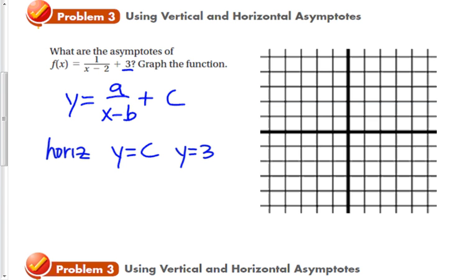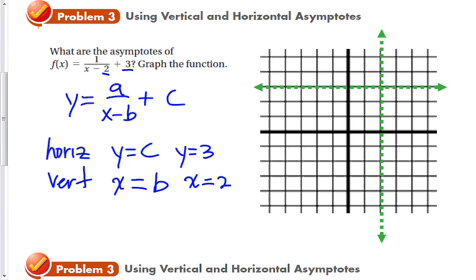So let's go ahead and put that line on y equals 3. And y equals 3 is right there. And then our vertical asymptote is going to be at x equals b. In this case, we're subtracting 2, so x equals 2. We'll put that on there. So x equals 2 is right there.